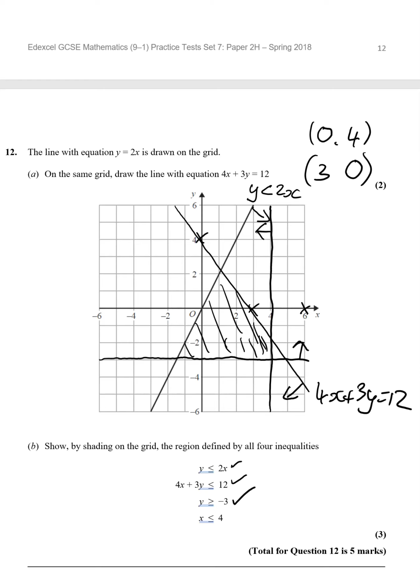Okay, so we've plotted those lines on, worked out what side of the lines we wanted. That's the bit we're working with. That was number 12.